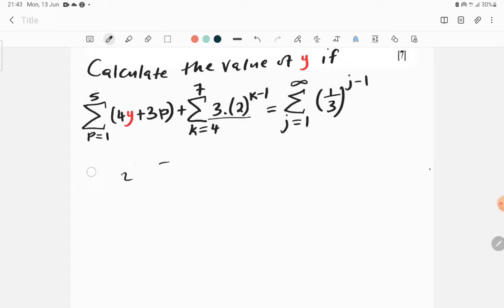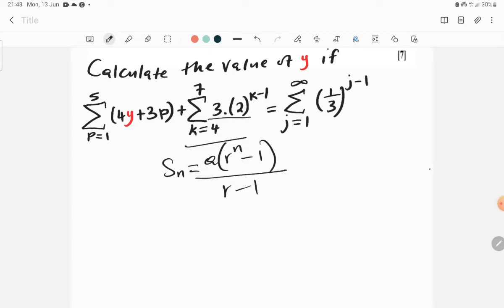Now let's come to the second one, and the second one is a geometric series. A geometric series has a common ratio, of course. On this note, we need to remember the sum of a geometric series. It's a times (r to the power of n, minus 1), all divided by r minus 1. So this is what we are going to use.